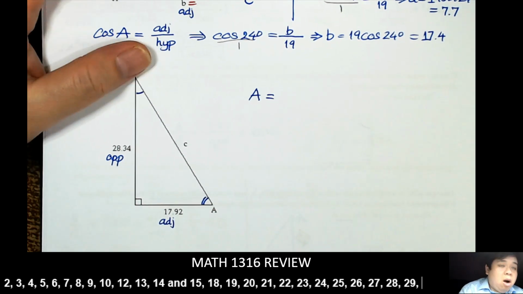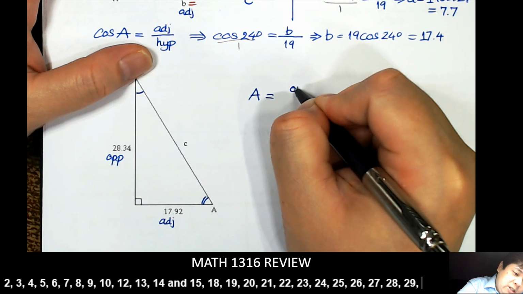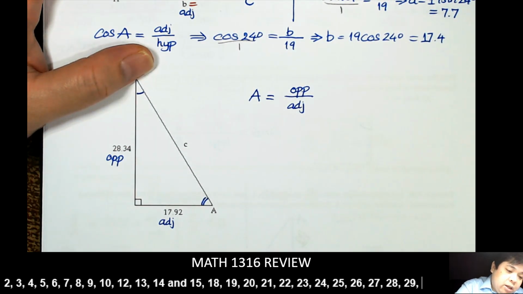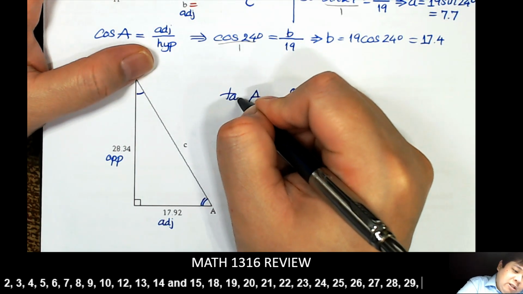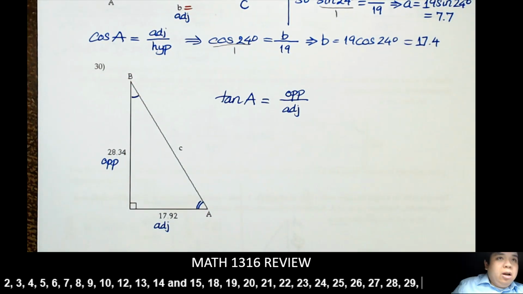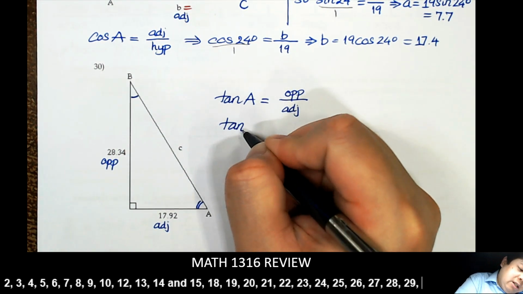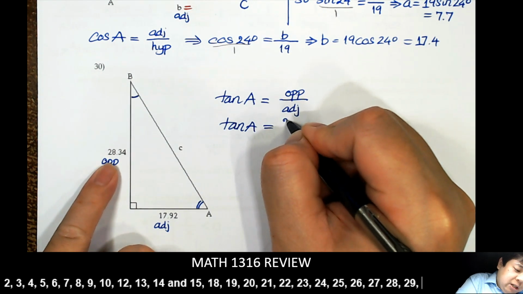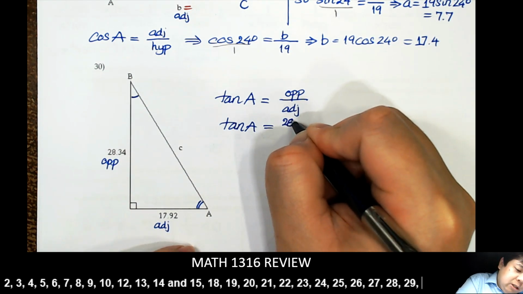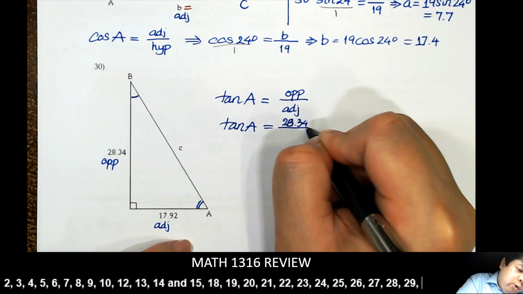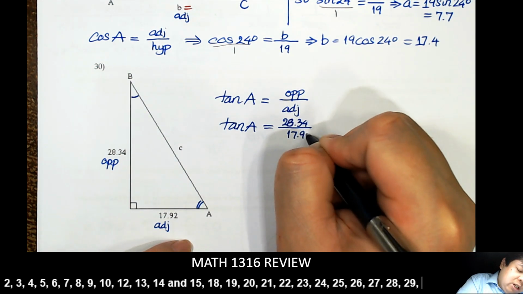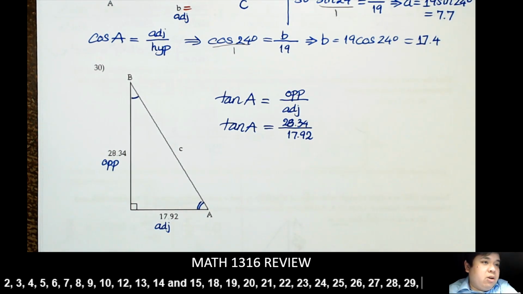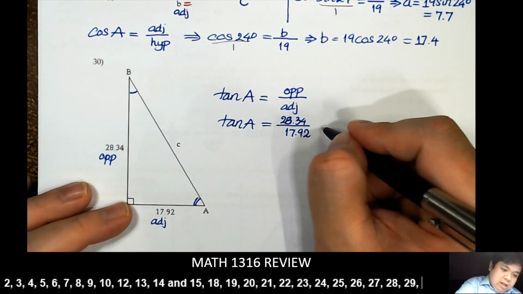So we just say opposite over adjacent. That is tangent. So we say tangent of A, we don't know, degrees is equal to 28.34 over 17.92. So if that is tangent, we take the tangent inverse, we should find an angle A.